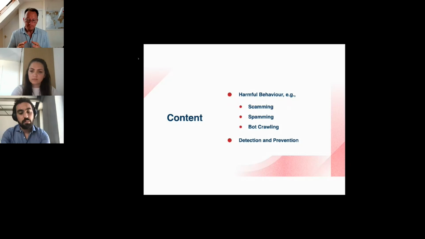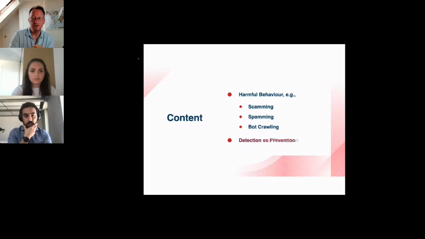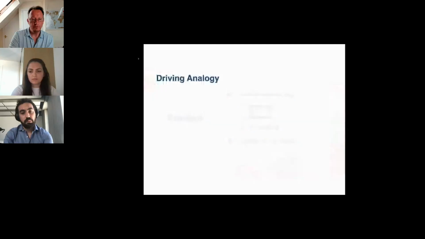And in particular, we want to try and migrate from a posture of detecting harmful behavior and trying to stop it to a policy of being able to prevent harmful behavior by baking into the design of the systems the friction that makes it much harder to achieve harmful behaviors on the platform. So I want to illustrate how this works with an analogy with driving.